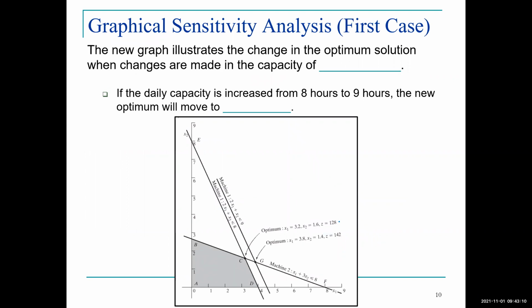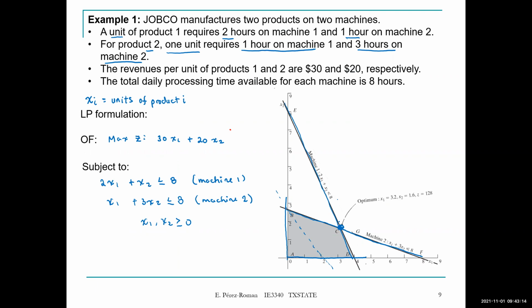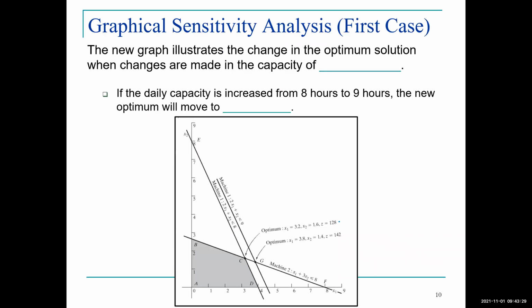So the new graph. Now we want to see what will be the impact of increasing, for example, the capacity of one of my machines from 8 hours to 10 hours. How is that going to change my solution? So for the first case, that's what we call the changes in the right-hand side of the problem.